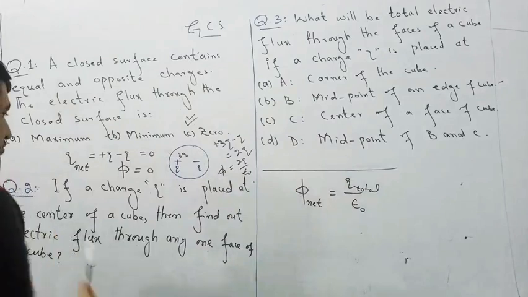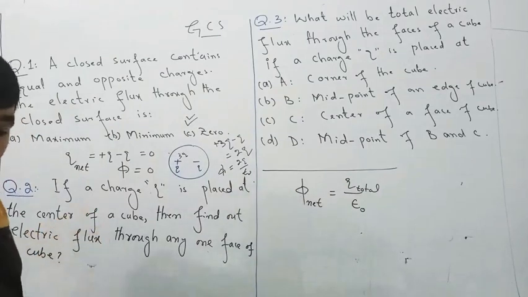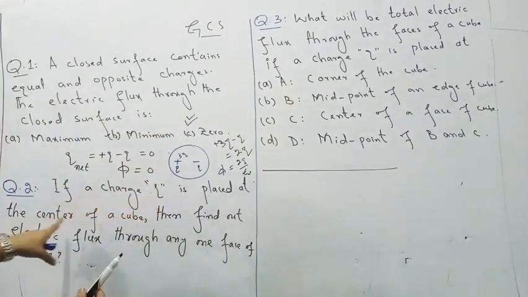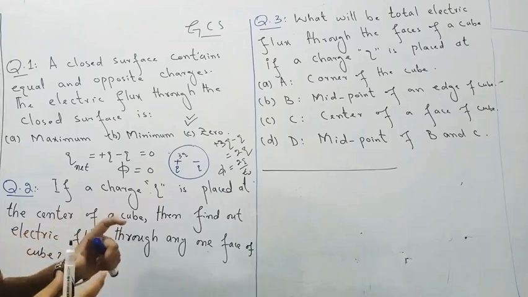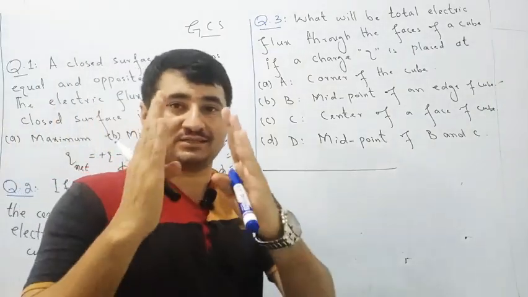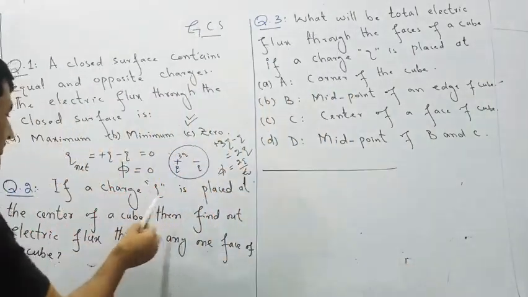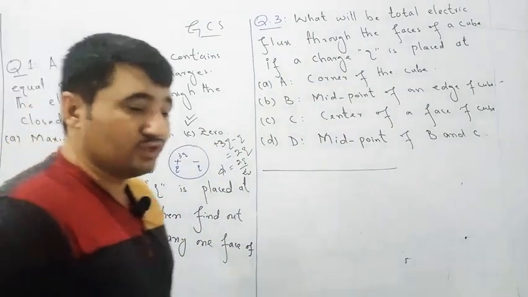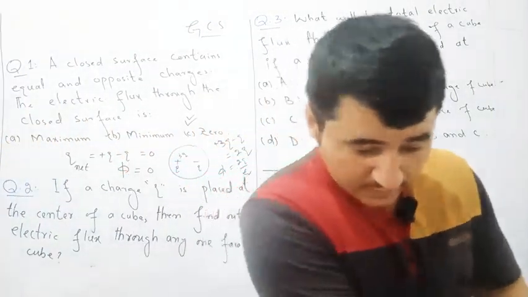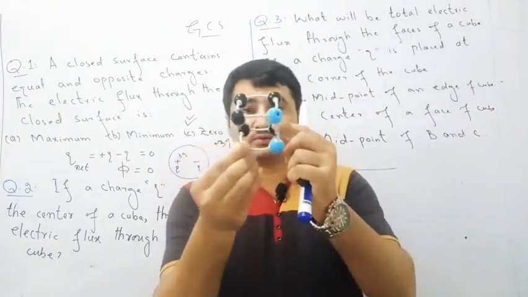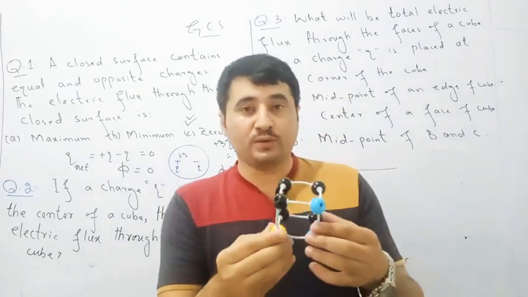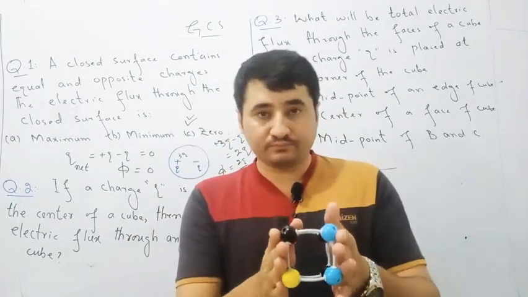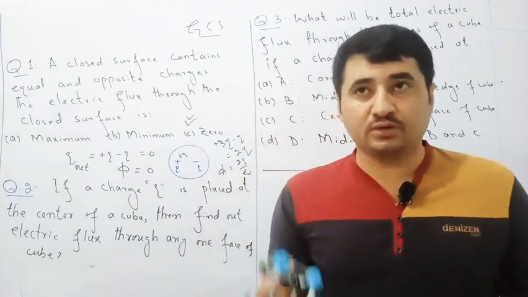So let's come to question 2. For example, if a charge Q is placed at the center of a cube, you know a cube has six faces. If a charge Q is placed at the center of a cube, then find the electric flux through any face of the cube. For example, you have a cube shape like this one, and you know this cube has six faces: 1, 2, 3, 4, 5 and 6.